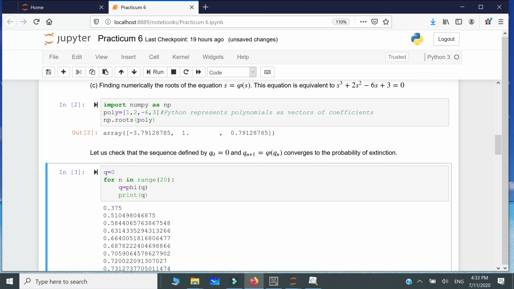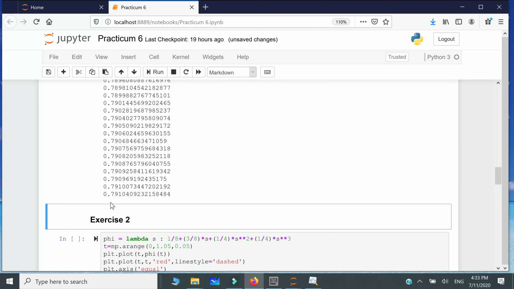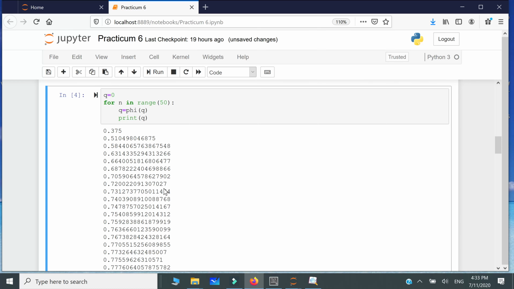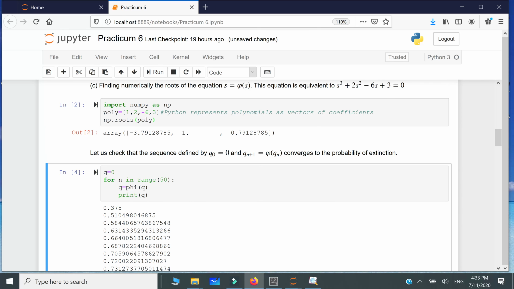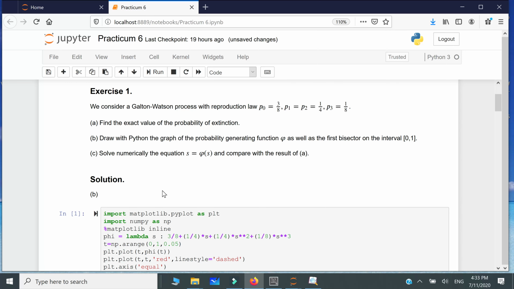If we want more precision, we can go to a higher number of iterations, for example, 50. After 50 iterations, we are at 0.7910. So the first 3 decimals are correct. We can go to 100 if you like. So this concludes exercise 1 with Python.